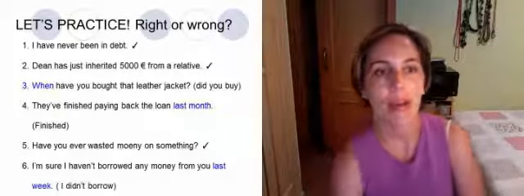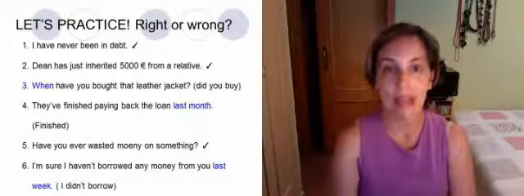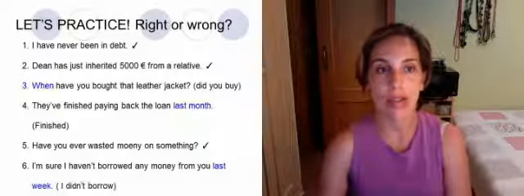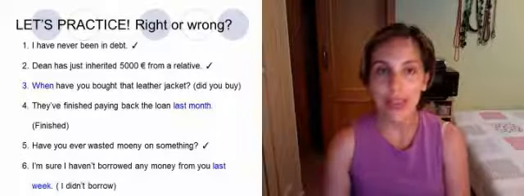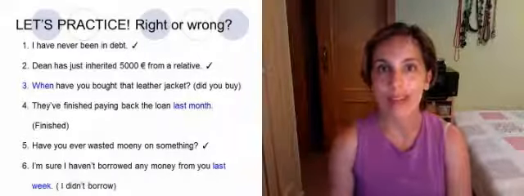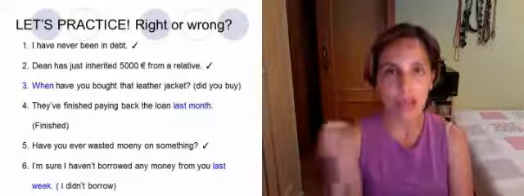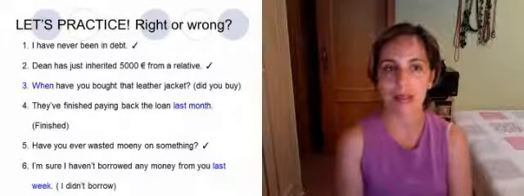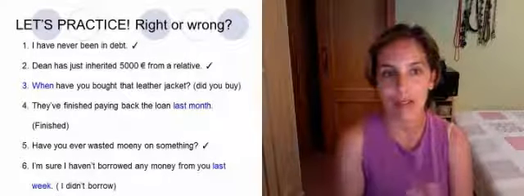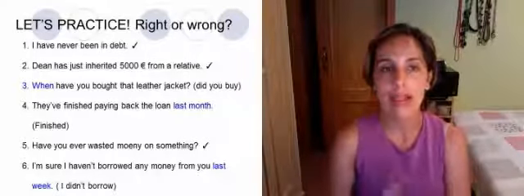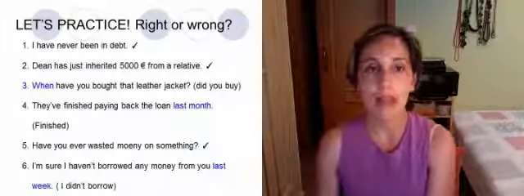All right. Number four, it should be the past simple again, and for the same reason. Have they finished paying back the loan last month. So you have in the sentence exactly when they finished, and because you have last month, okay, it gives you the clue that it's the past simple. Okay, they finished, so you have to omit the have and simply say they finished paying back the loan.